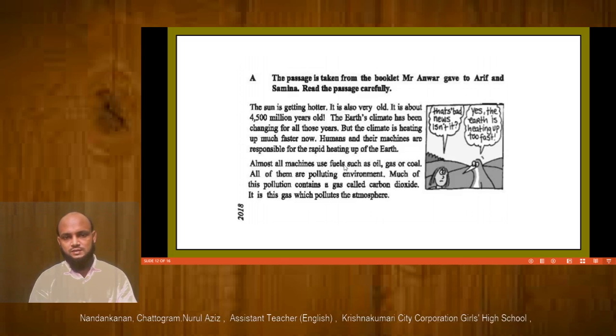Almost all machines use fuels such as oil, coal, gas, etc. All of them are polluting the environment. Much of this pollution contains a gas called carbon dioxide. It is this gas which pollutes the atmosphere, and what we can learn from this passage is that we humans and our machines are responsible for the rapid heating up of the earth.